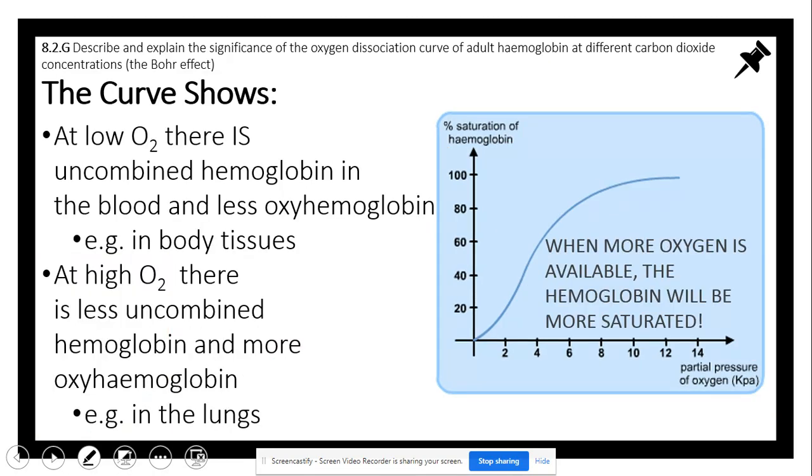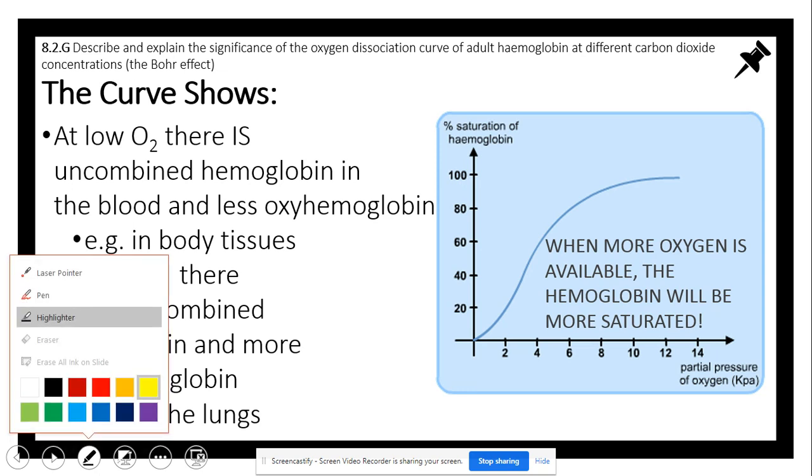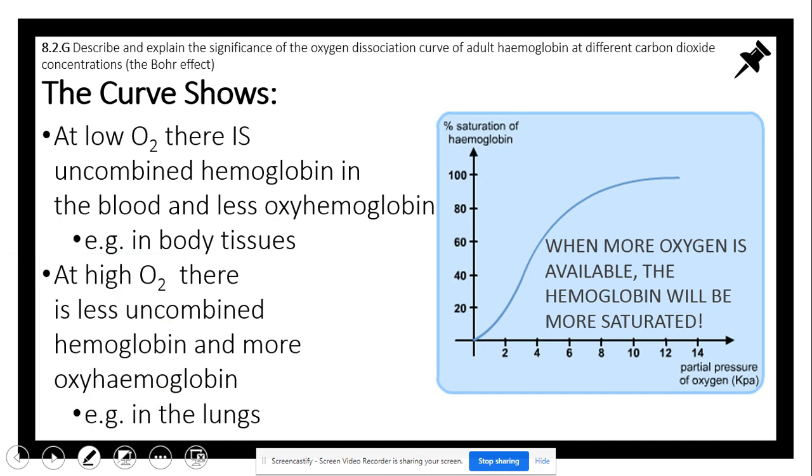So what this curve tells you, and it does kind of make sense, is that when there's low oxygen, so at low oxygen, say like 2 kPa, you've got maybe 20% of your hemoglobin saturated. So there's lots of uncombined hemoglobin, not very much oxyhemoglobin. In areas where there's high oxygen, say 14, wow, you've got just about all of your hemoglobin saturated. So when more oxygen is available, the hemoglobin will be more saturated. That makes sense.